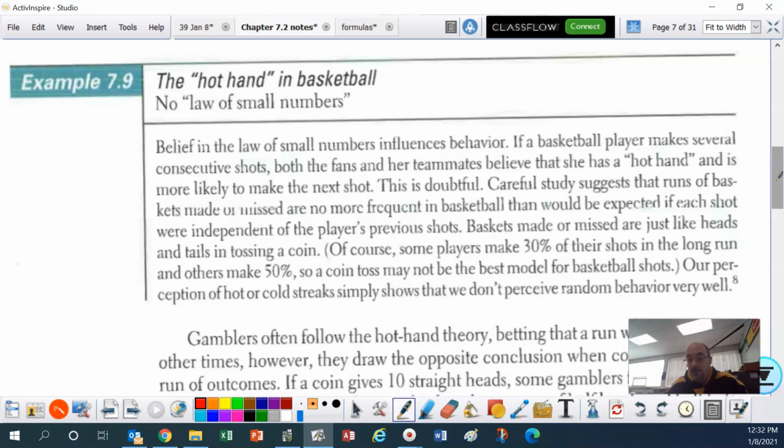This is doubtful. Careful study suggests that runs of baskets made or missed are not more frequent in basketball than would be expected if each shot were independent of the player's previous shot. Baskets made or missed are just like heads and tails in tossing a coin. Of course, some players make 30% of their shots in the long run and others make 50%, so a coin toss may not be the best model for basketball shots. Our perception of hot or cold streaks simply shows that we don't perceive random behavior very well.